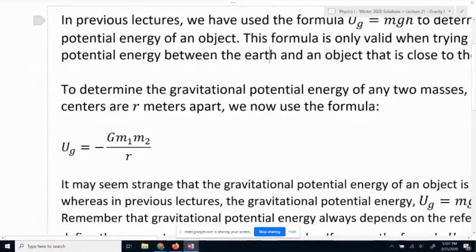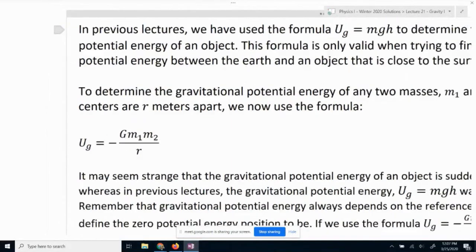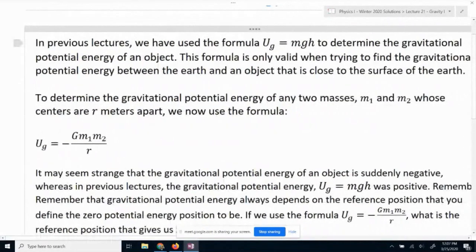Gravitational potential energy is equal to negative, and the negative is important, G, which is that same constant that's given to you, 6.67 times 10 to the negative 11, times mass 1 times mass 2 over r. So this time the r is not squared, like it was with the FG formula. So it's all very similar to what we did with the force, but now we're calculating gravitational potential energy.